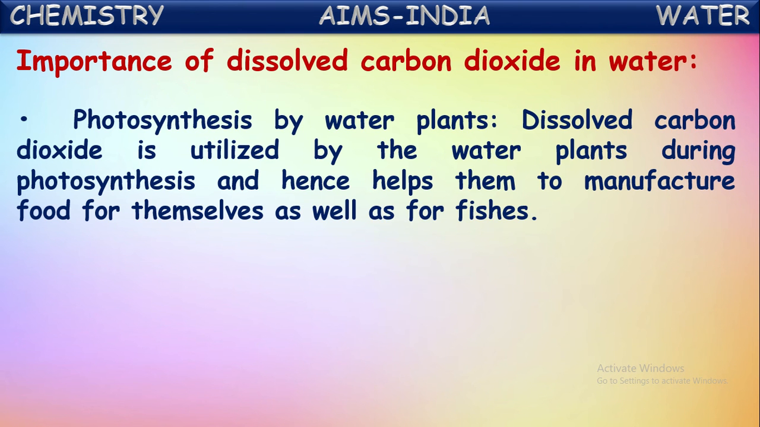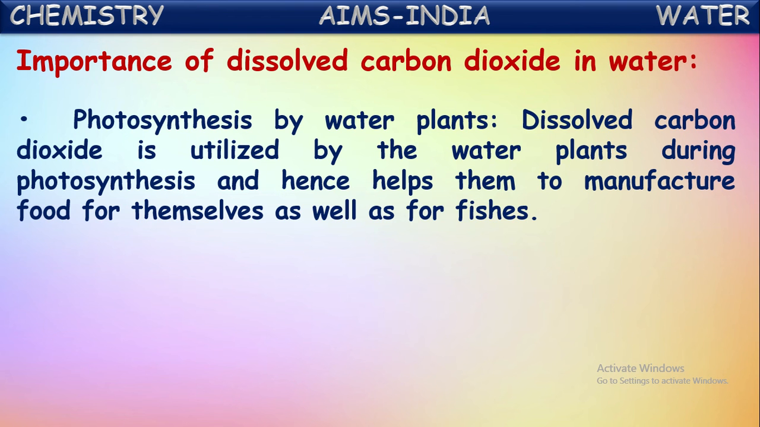So photosynthesis by water plants. For the photosynthesis of water plants, this dissolved carbon dioxide is very important. Dissolved carbon dioxide is utilized by the water plants during their photosynthesis and helps them to manufacture food for themselves as well as for fishes.